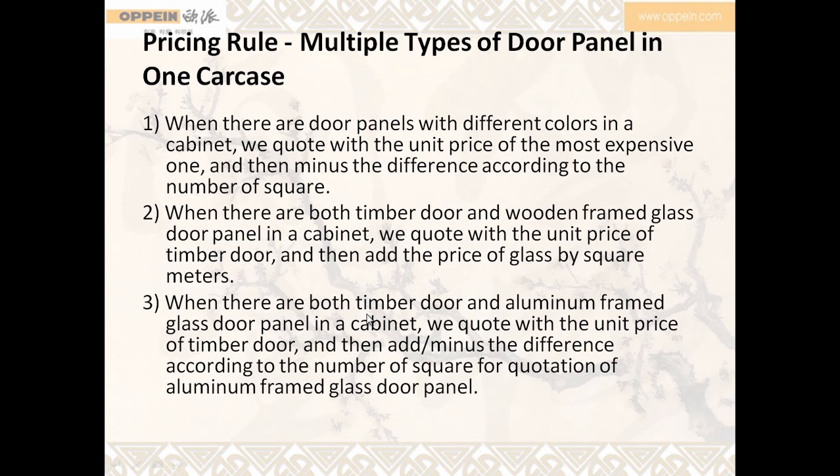3. When there are both timber door and aluminum framed glass door panel in a cabinet, we quote with the unit price of timber door and then add or minus the difference according to the number of square for quotation of aluminum framed glass door panel.